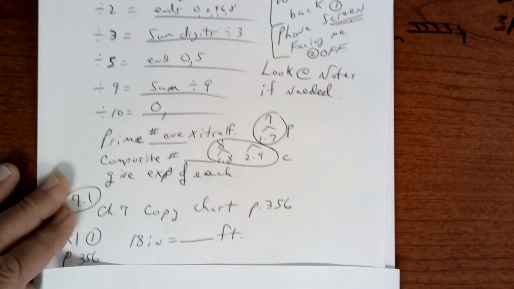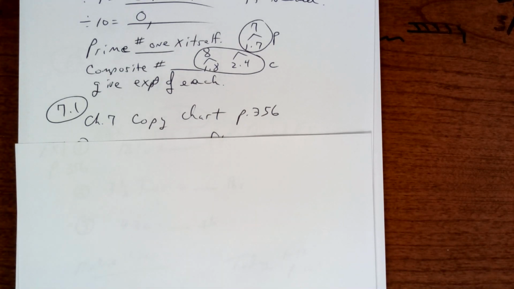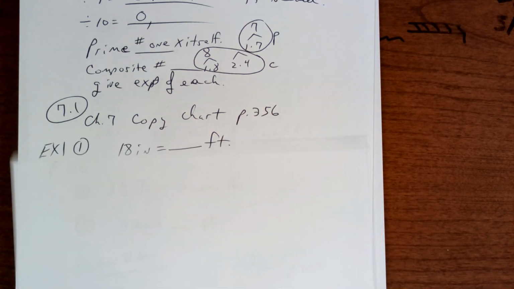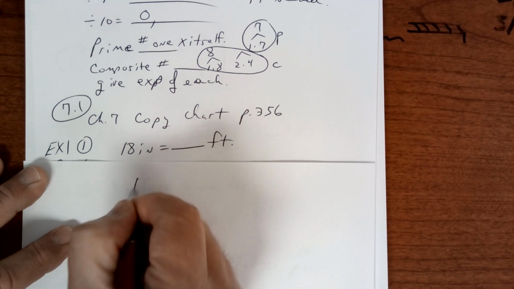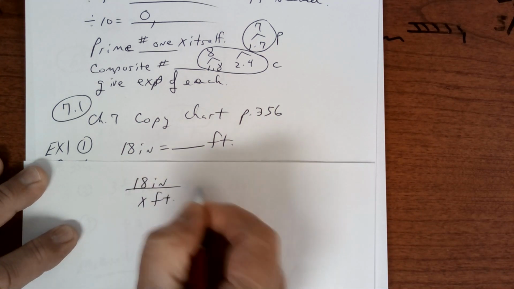All right, look here. Copy this down. I want you to go ahead and copy down. There's 3 charts on that page. Copy them down. And then if you're finished early, try to memorize these. Let's take a look at this one. 18 inches is equal to how many feet? Copy that down. We're going to write it as a proportion.